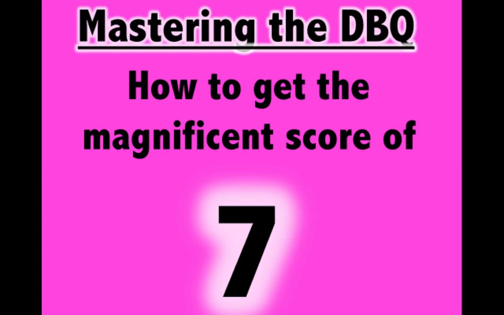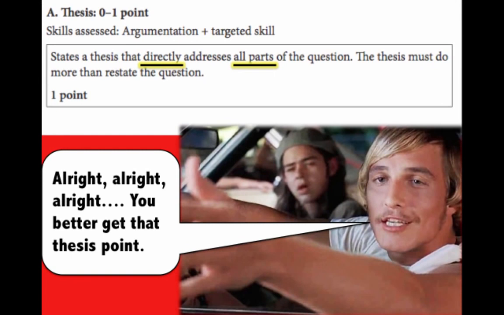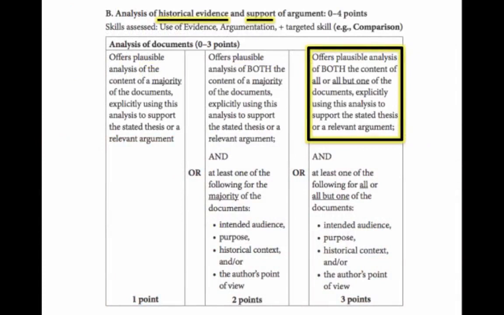And you already know number 1. Number 1's easy. To get that first point is basically, all right, all right, all right. You'll get 1 point if you create a thesis that directly addresses all parts of the question. You do that, you have a solid thesis that's answering that, you're getting a point right there. How else do you get this? What can you prove, huh? Nothing. Where's your evidence, huh?